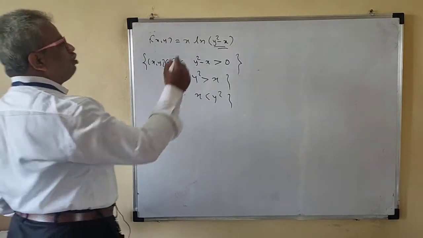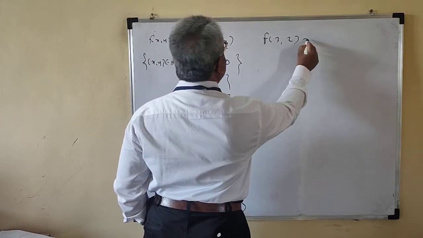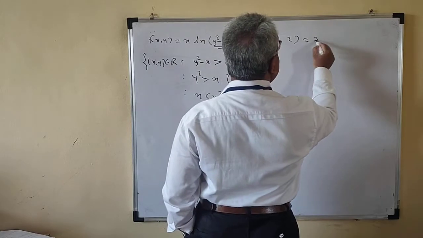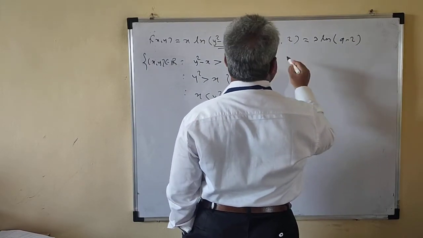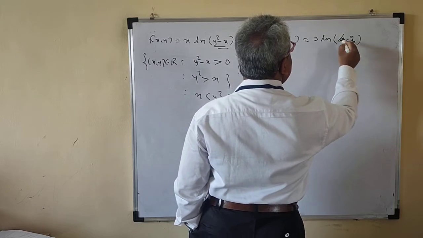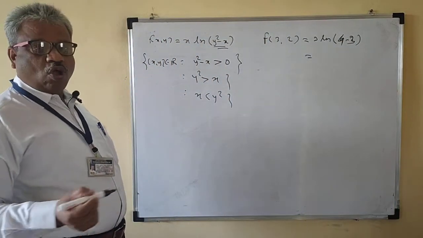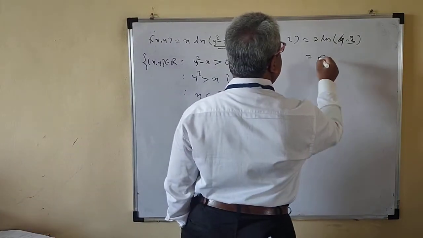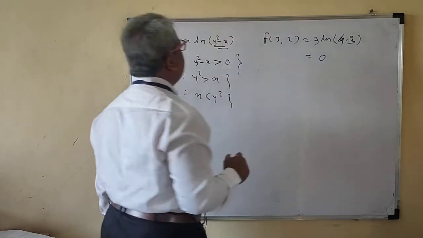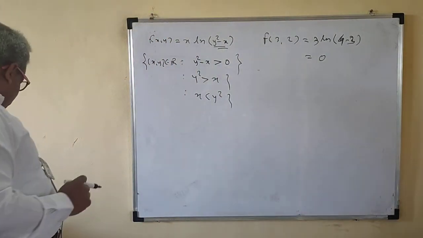Here also you can find f of 3, 2, suppose. So x is equal to 3, and y is equal to 2. This is ln of 9 minus 2, that is 4 minus 3, so ln of 1. Log 1 is always 0 with respect to any base. So the value of this one is 0.